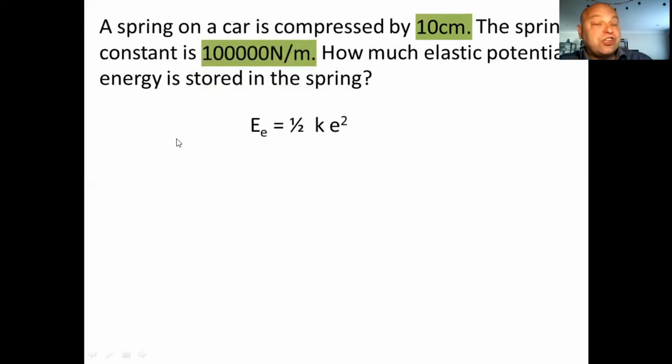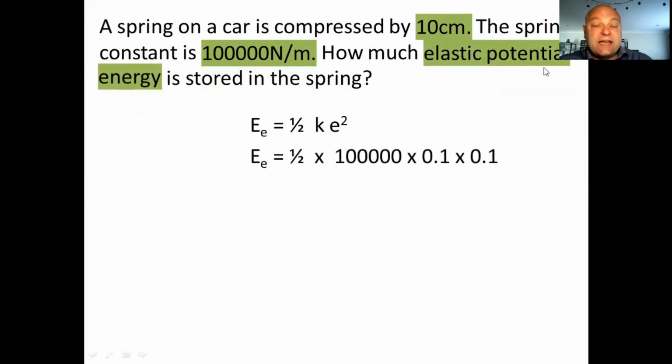Elastic potential energy is our unknown. So those are the things that we're going to work with here. Substitute them in. E little e is elastic potential energy, a half times k, that's the 100,000. Now it says 0.1 times 0.1.